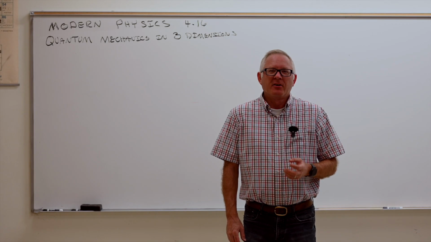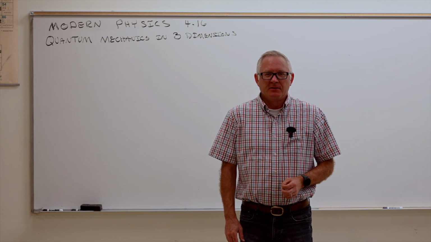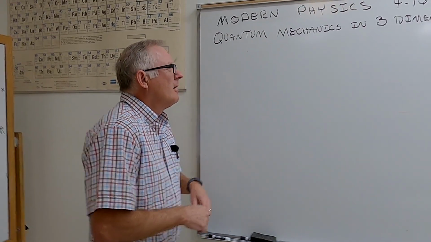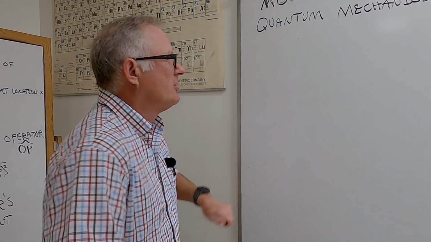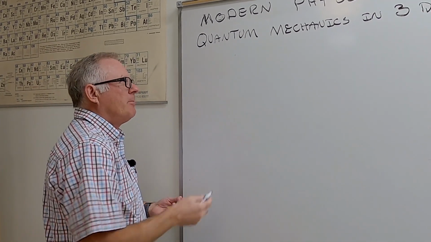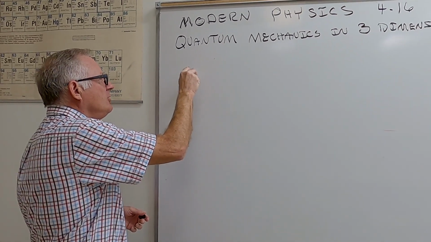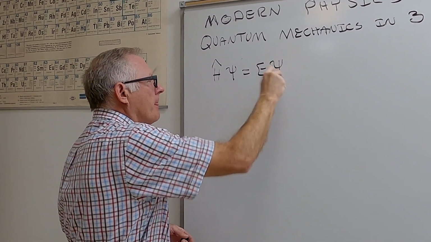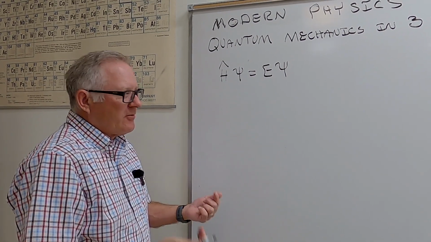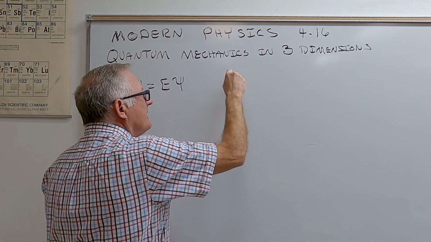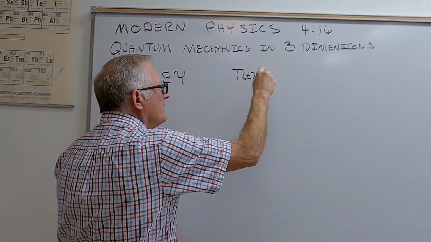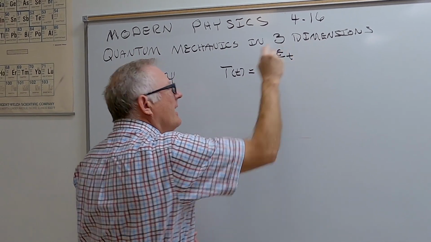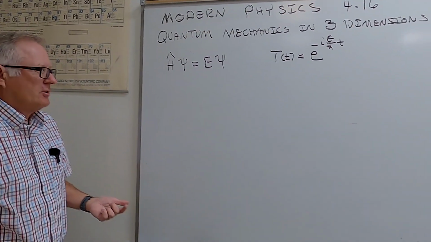So we're now going to begin quantum mechanics in 3 dimensions. So how is Schrodinger's equation modified when we go to 3 dimensions? Remember, our time-independent Schrodinger equation was H psi equals E psi. We already pulled out the time part. Remember, we already said the time part was e to the minus iE over h bar t. That still holds even in 3 dimensions.